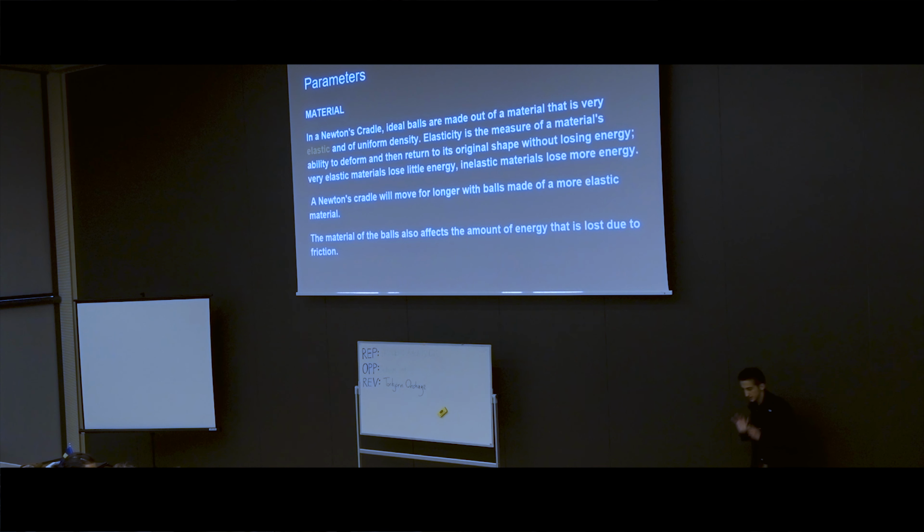Parameters regarding material. In a Newton's cradle, ideal balls are made out of a material that is very elastic and of uniform density. Elasticity is a measure of a material's ability to deform and then return to its original shape without losing energy. Very elastic materials lose little energy. Inelastic materials lose more energy, as is well known. And so the cradle will move for longer with balls made of more elastic material.